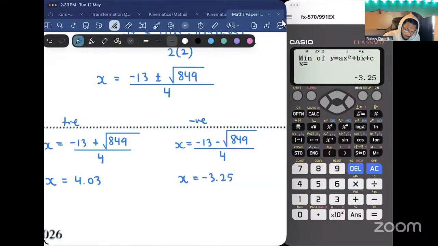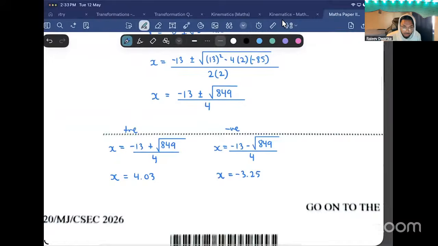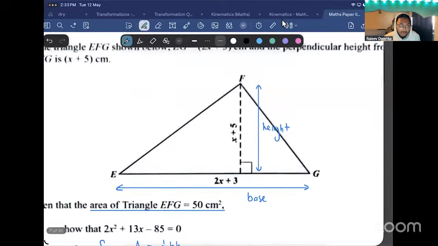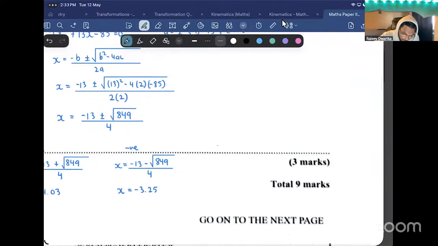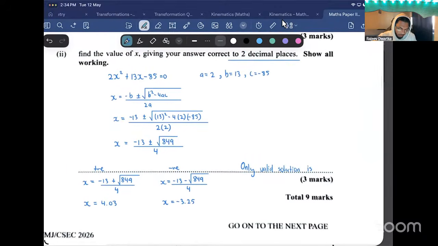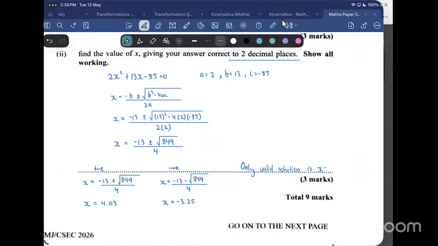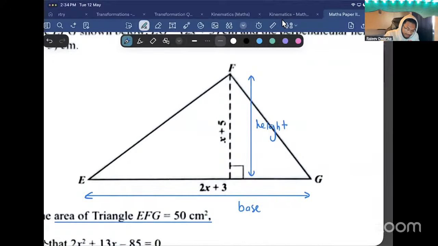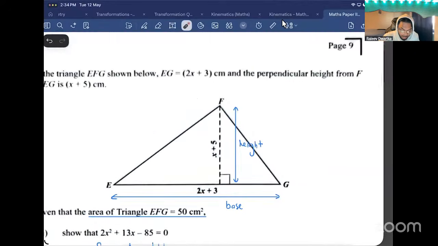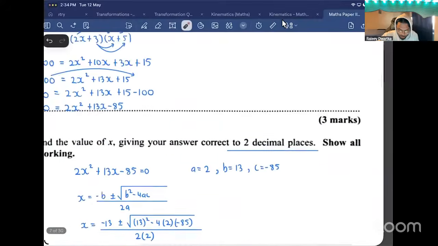Now remember, x was a variable representing length. Can you have a negative length, guys? No. So what's the only valid solution? X equals 4.03, and you need to put the units. Remember, x is a length, and that length is in centimeters. So you say 4.03 centimeters.